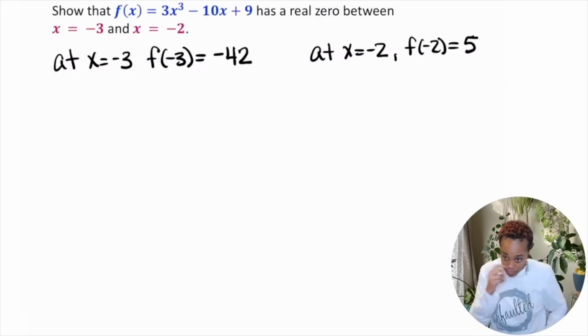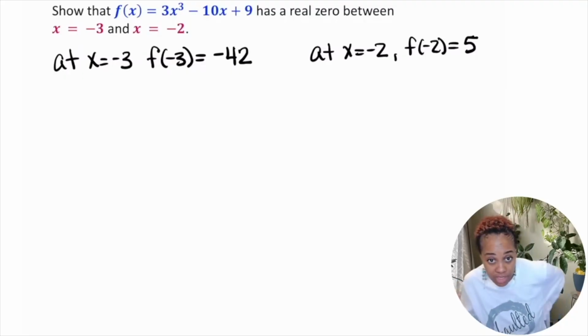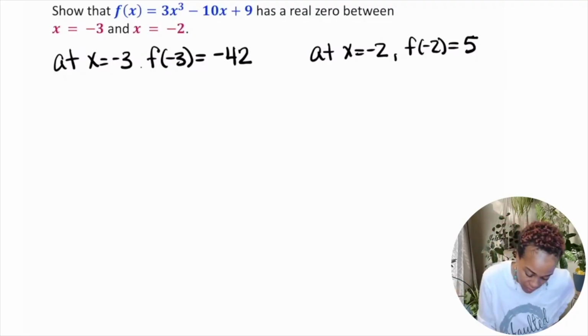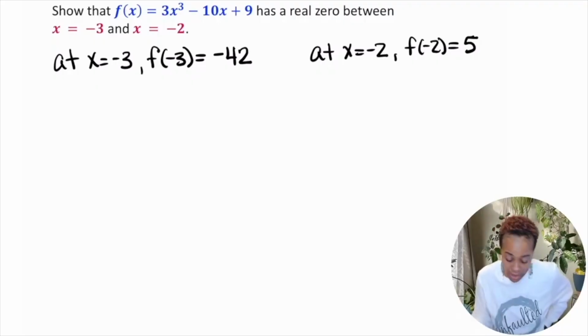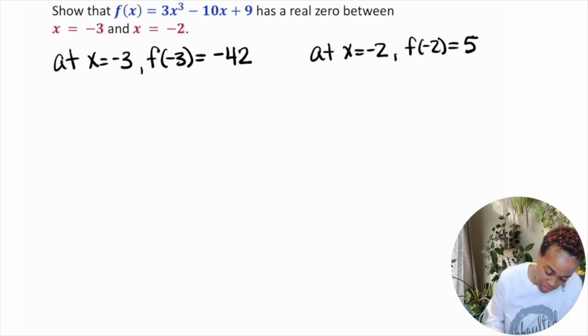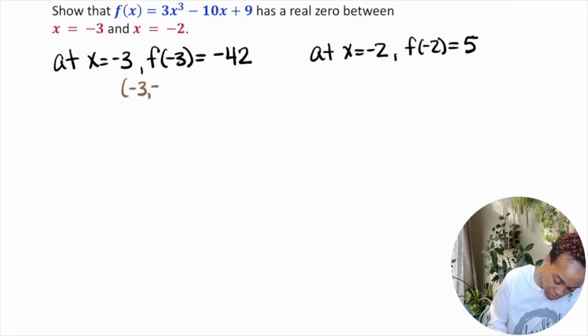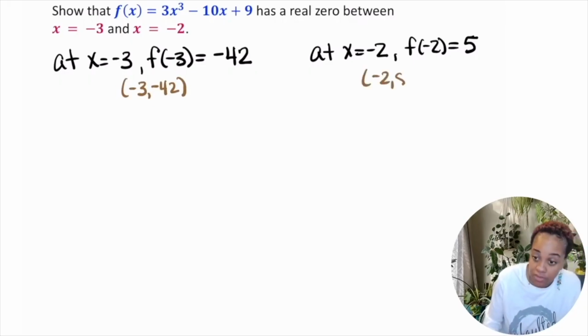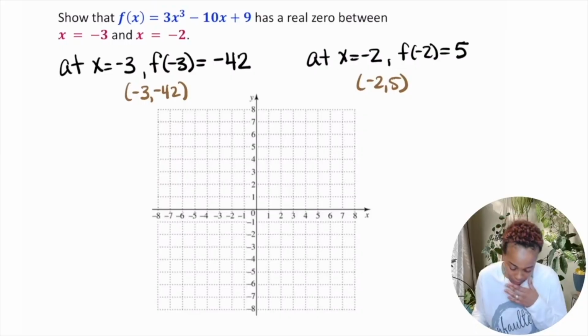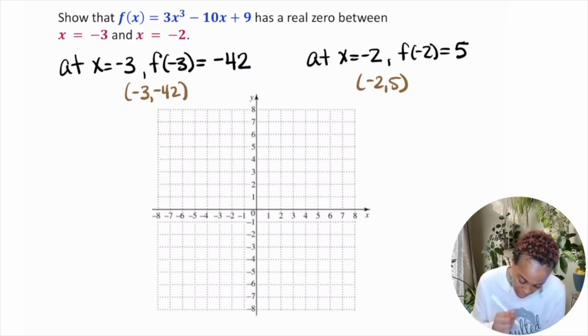Okay, scratch paper. So at x equals negative 3, we found that f of negative 3 was negative 42. And then at x equals negative 2, we found that f of negative 2 was equal to 5. If I were to write this as an ordered pair, this is negative 3, negative 42. That's my x and my y. And then this is negative 2 and 5. Okay, got my little graph.